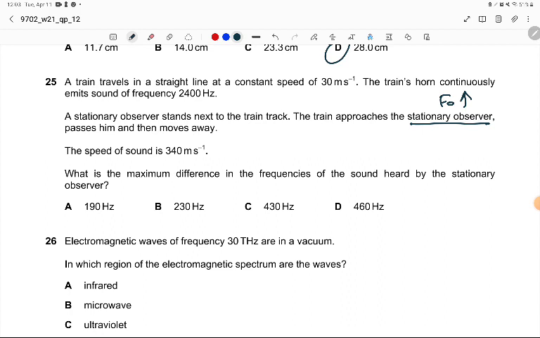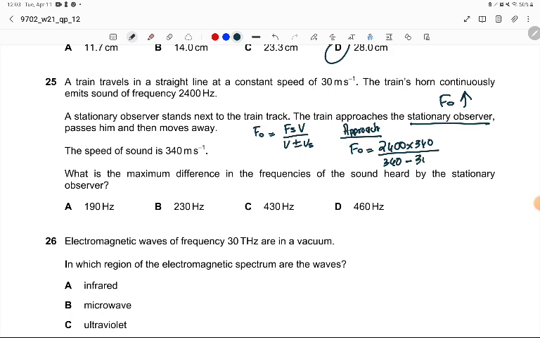So we need to find F naught for both the condition when it is approaching and when it has crossed and is moving away. F naught should be equal to, we have to consider both equations: Fs V over V plus minus Vs. F naught for approaching: F naught is equal to Fs, which is 2400, multiplied by the speed of sound, 340, divided by speed of sound 340. Since it is approaching, the denominator should decrease, so minus 30.